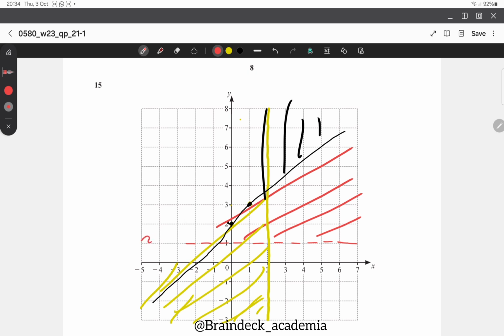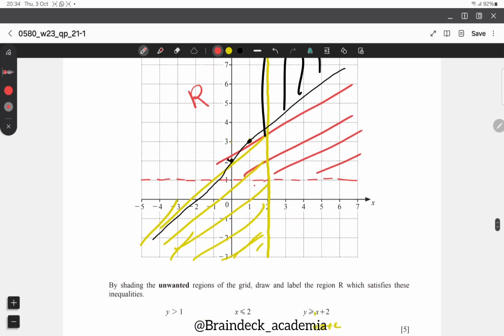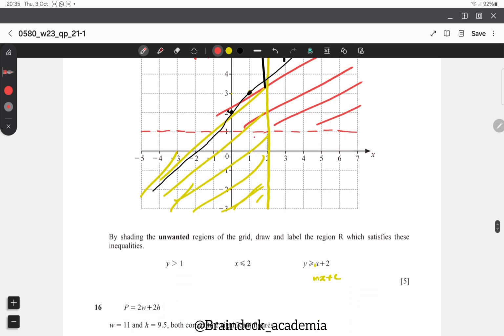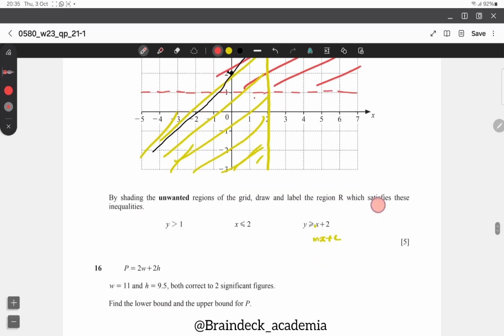Clean this part. And our R region is where? Is here. Is our R region, because that's where the tree line, the tree shade line intersects. So this is the unwanted side and this is our region. Yeah. So that's the solution for that. That's the solution for that one.